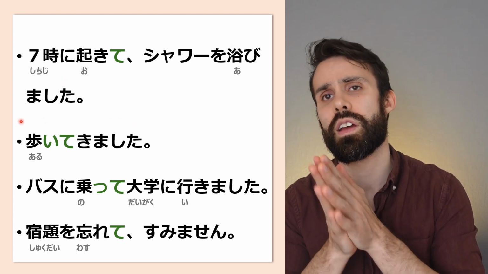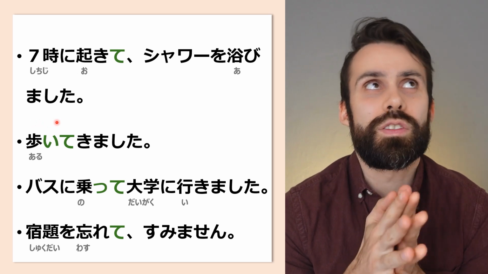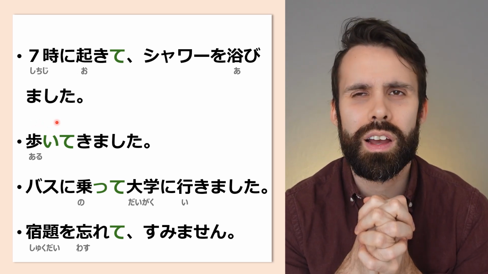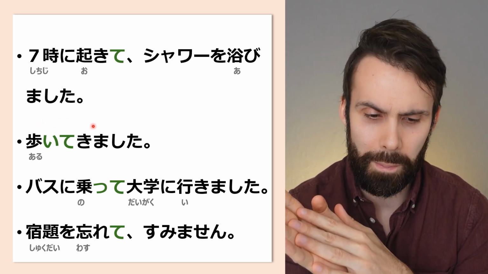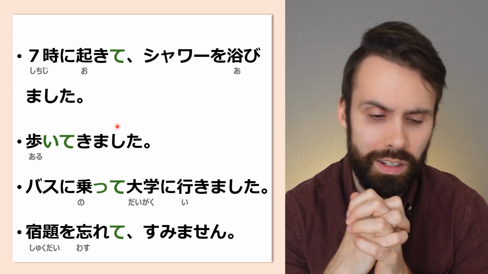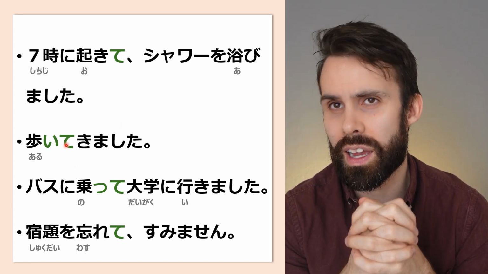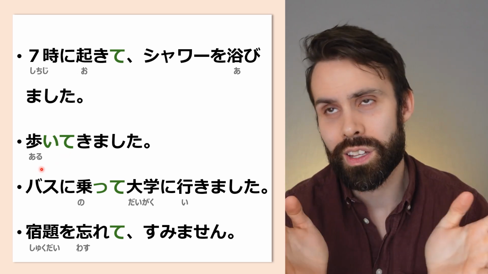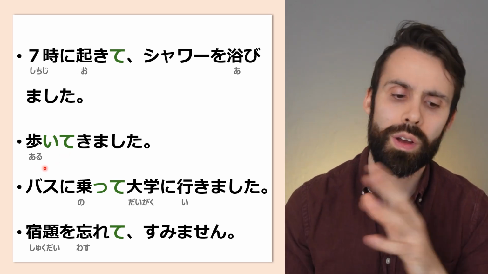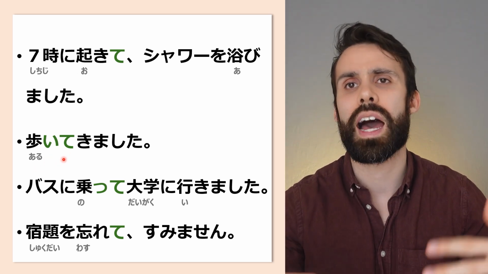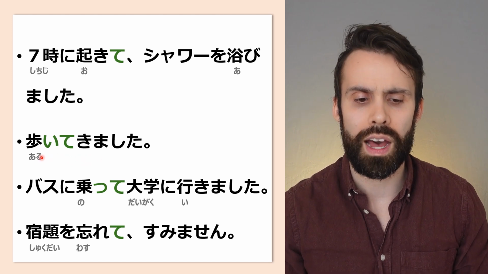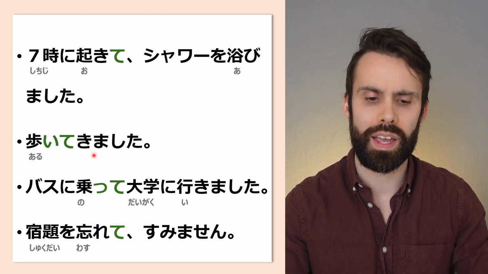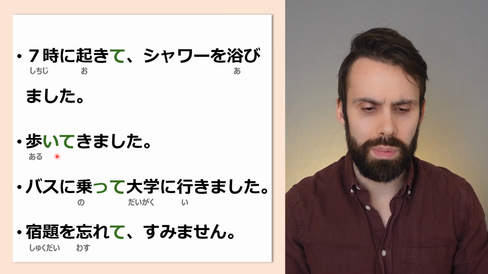So here we use the te form to say by means of what transportation we arrived. So 歩いてきました. And later we can say stuff like バスで来ました, I came by bus. Or 飛行機で来ました, I came by plane. But 歩く means to walk, and 歩いて is the te form of 歩く, 歩いて来ました, I came by walking.